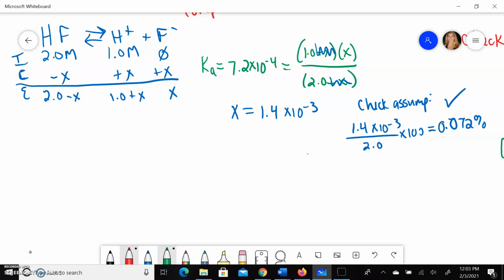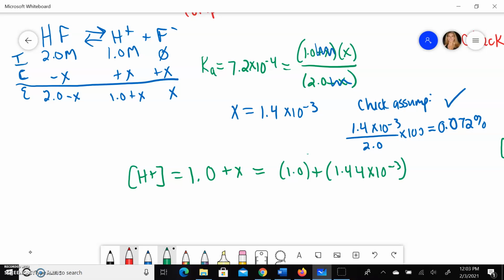So now we have the x value, and we can now plug it in for the concentration of H plus at equilibrium. So at equilibrium in our icebox, we had that H plus equals 1 plus x, which equals 1.001 if we don't round it, but we do have to do significant figures, and we were given 2 significant figures in the question, so when you round that, these 2 drop off.